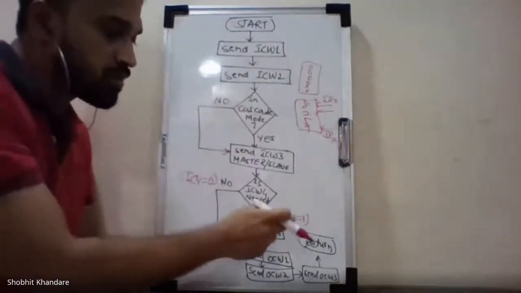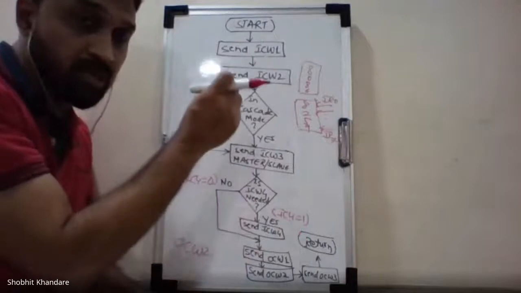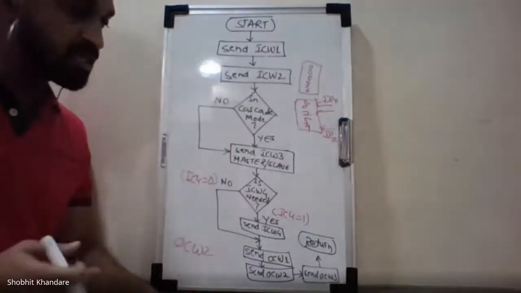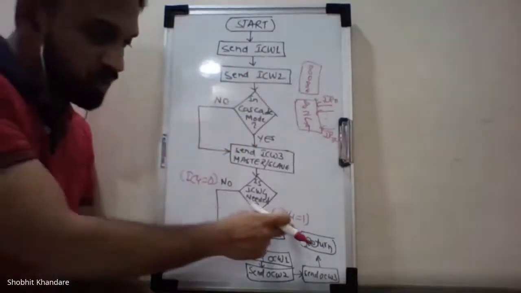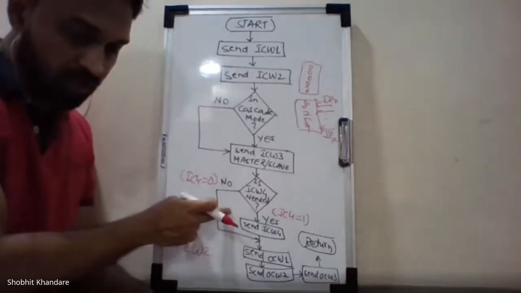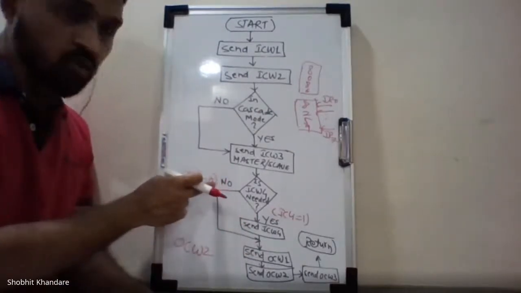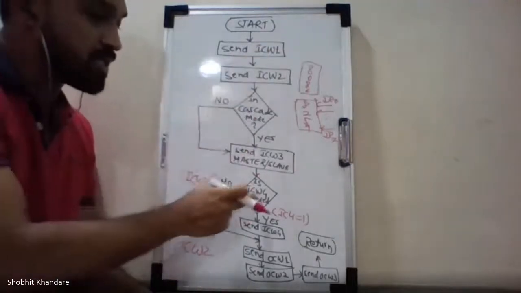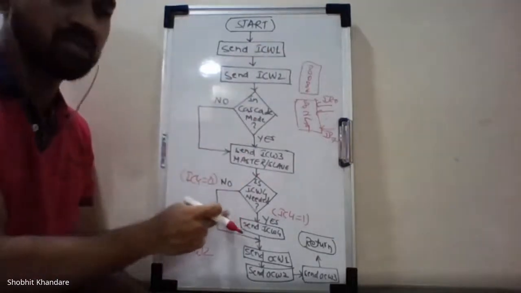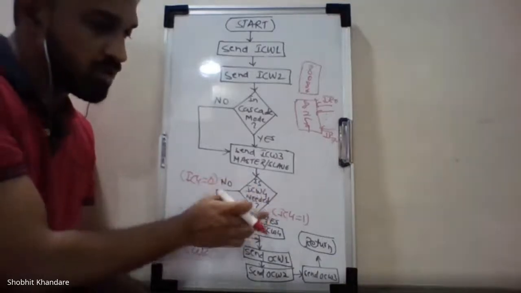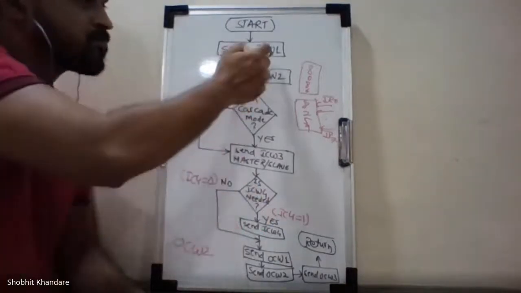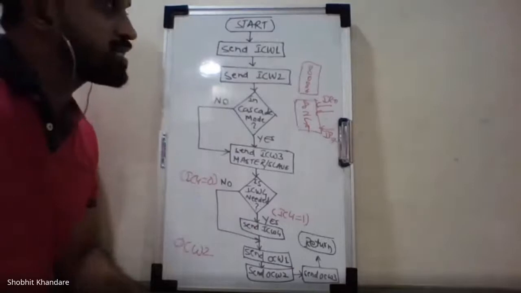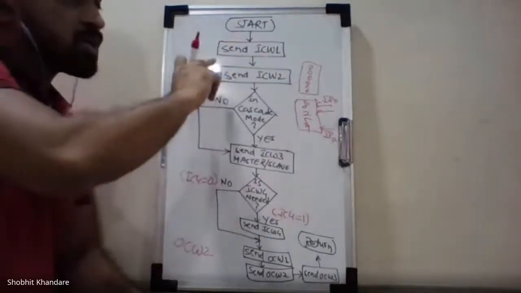So when your ICW1 bit, that is the 0th bit IC4, is equal to 1, that means ICW4 is required. And when it is no, that means your IC4 will be 0 in ICW1, that means ICW4 is not required. It is not needed. So this is a part of yes or no. These are the informations given in ICW1. Come to the next one.